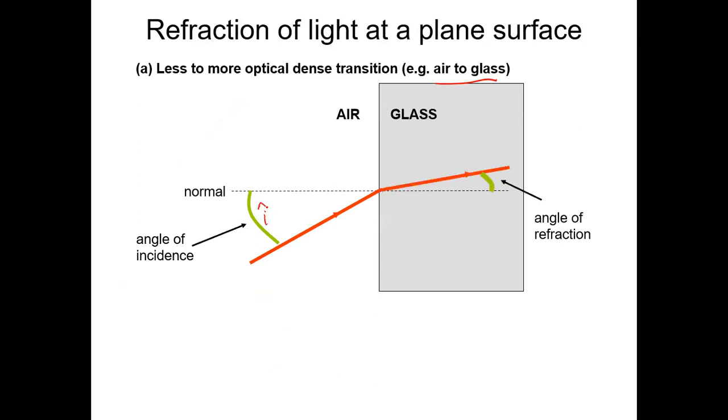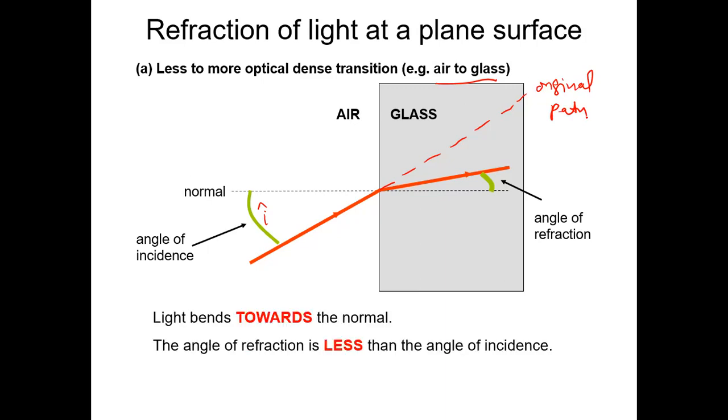When light is going from air to glass, it is bending towards the normal, as the original path of light was this. This was its original path. As the light travels from air to glass, it bends towards the normal, the angle decreases, and speed decreases as well. So light bends towards the normal, and the angle of refraction is less than the angle of incidence. You need to remember this. Whenever light travels from less dense to dense medium, it bends towards the normal, its speed decreases, its wavelength decreases as well, and the angle of refraction in the dense medium is less than the angle of incidence in the less dense medium.